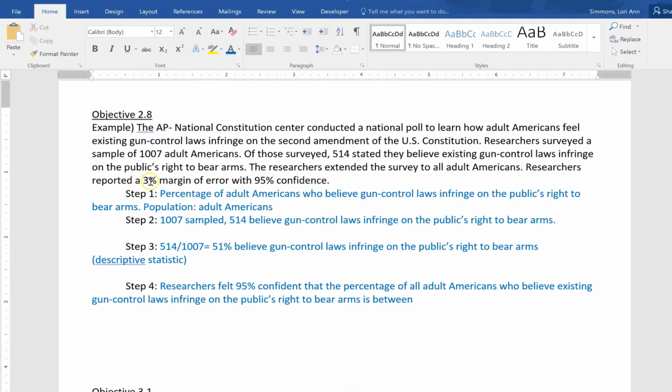So we have a 3% margin of error. So we need the range. So we have 51% from our sample. So we're going to add 3% and subtract 3% from 51. So when you subtract 3% from 51, you get 48%. Arms is between 48% and, so 51 plus 3 is 54%. So with our inference, again, we have how confident we are and the range.